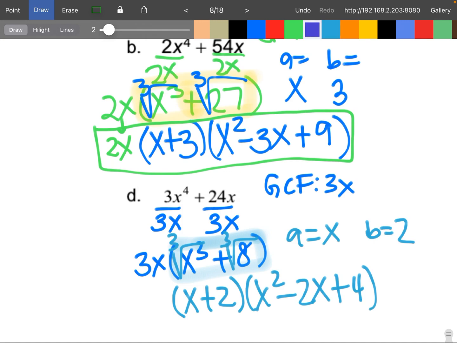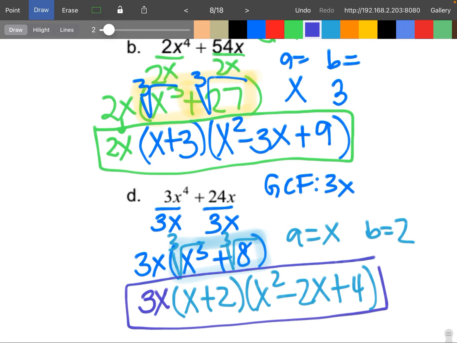And then again, my factor friend, 3x, goes out in front. So that is my final answer. That is factoring the sum and difference of cubes.